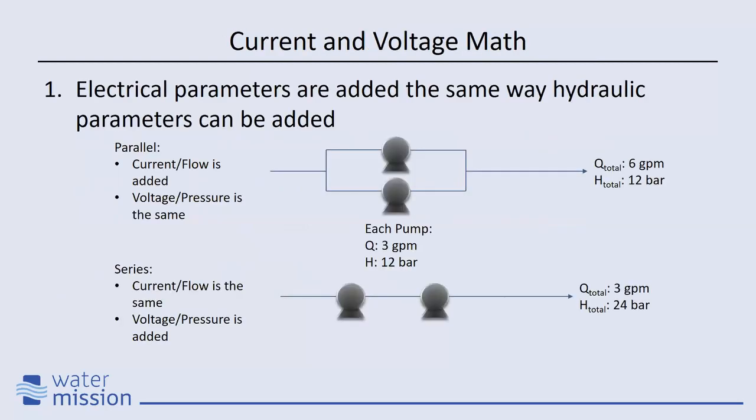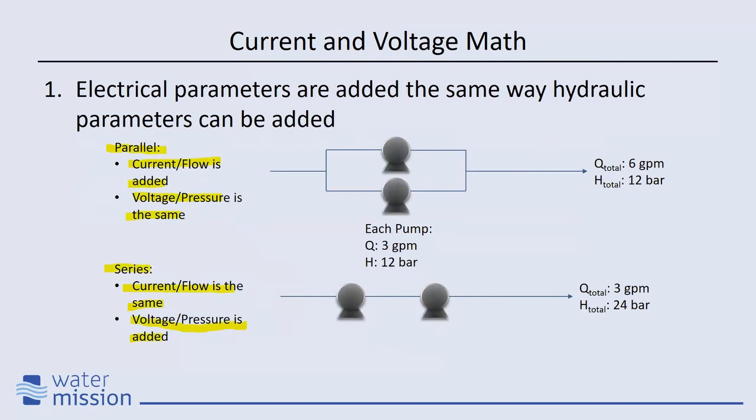So just in summary, if we're talking about a parallel configuration of either water or electricity, current is added. Voltage or pressure just remains the same as an individual item. If we're talking about series, current and flow remains the same. Voltage and pressure are added together.